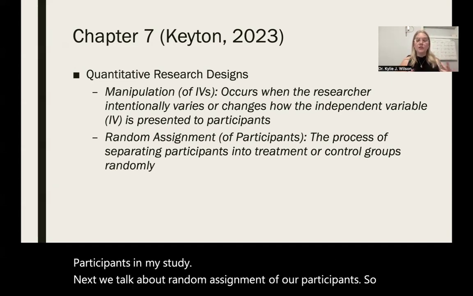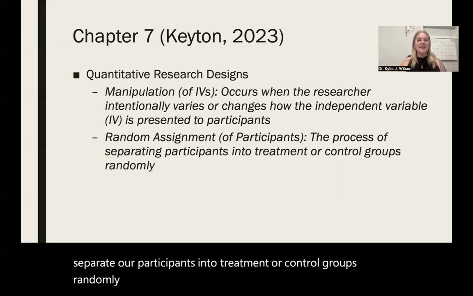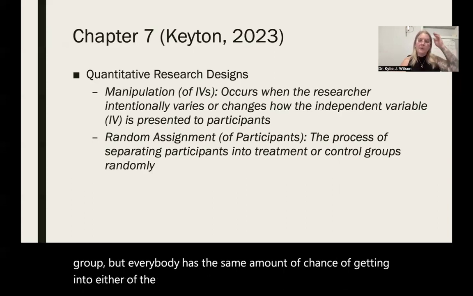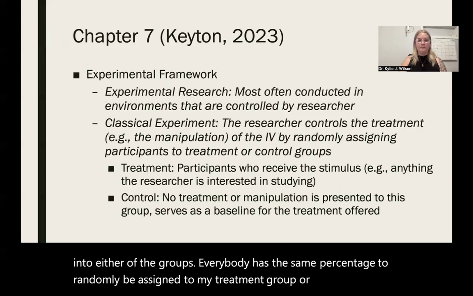Next, we talk about random assignment of our participants. So we separate our participants into treatment or control groups randomly. What this means is I don't know who is going into what group, but everybody has the same amount of chance of getting into either of the groups. Everybody has the same percentage to randomly be assigned to my treatment group or my control group. We talk about experimental frameworks.